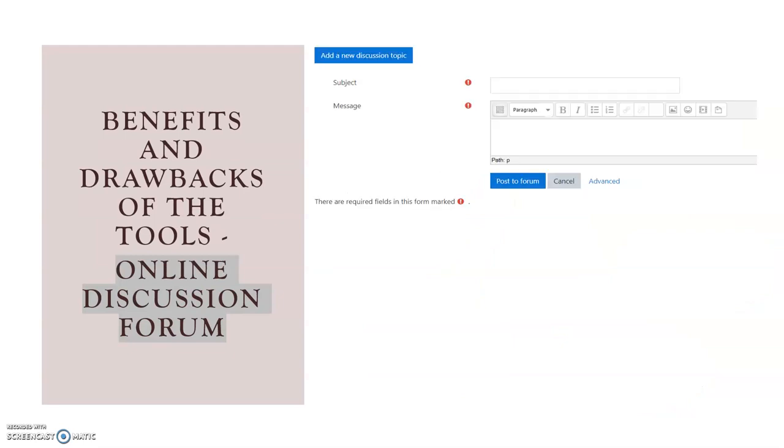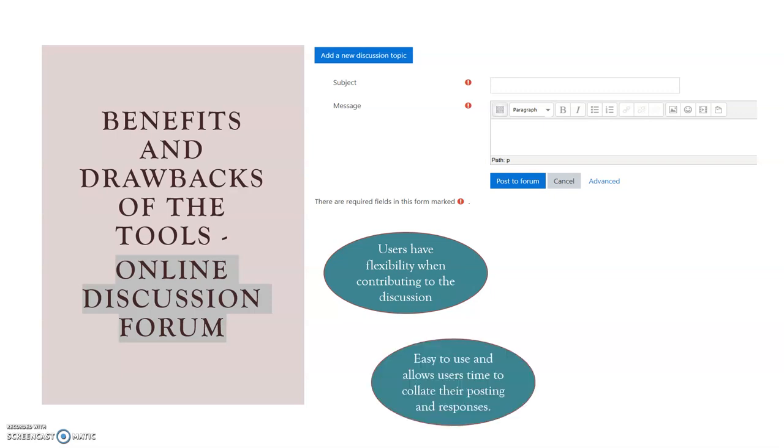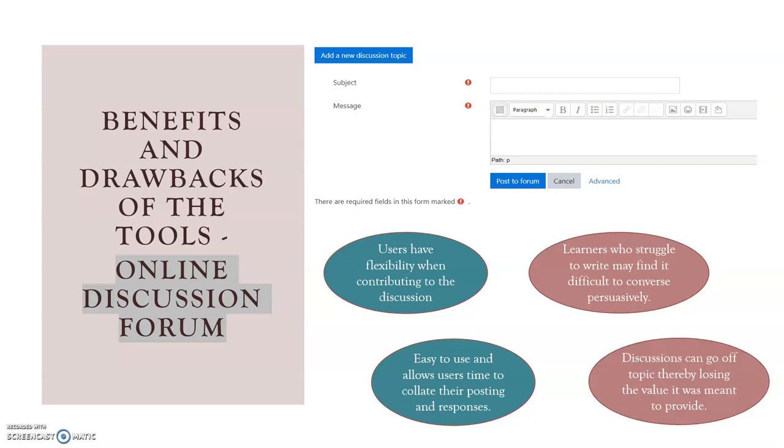In a discussion forum, users have the flexibility when contributing to the discussion. The tool is easy to use and gives users time to collate their postings and responses to their peers. On the other hand, learners who struggle to write may be challenged to converse in a persuasive manner. And secondly, discussions can go off topic.